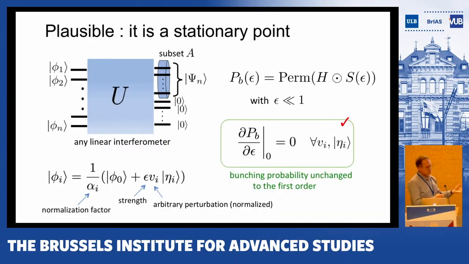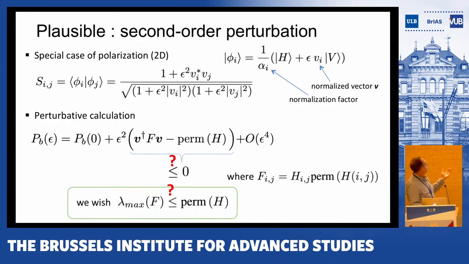And again, it's very plausible for many reasons. First of all, you may just do the perturbation calculation and look at the first derivative, and it's easy to see that the ideal boson point is a stationary point, which means that the first derivative is 0 for all possible perturbations. If you perturb in any direction, this derivative is 0. That's of course the first step. But obviously we would need to look at second order perturbation to be sure that we have a negative term in front of epsilon square.